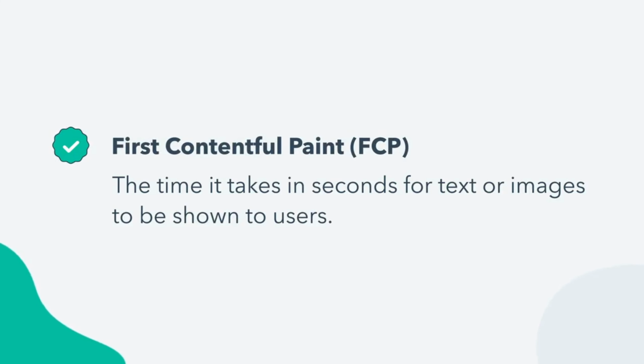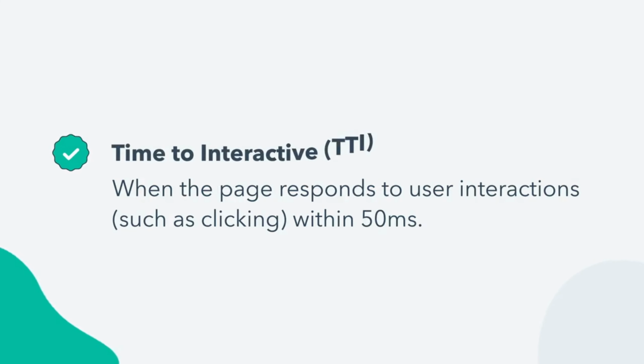When diagnosing your website load speed, there are a few other metrics to look at, including first contentful paint and time to interactive. First contentful paint is the time it takes in seconds for text or images to be shown to the users. Time to interactive is when the page responds to user interactions, such as clicking, within 50 milliseconds. FCP and TTI are metrics that are growing in popularity.